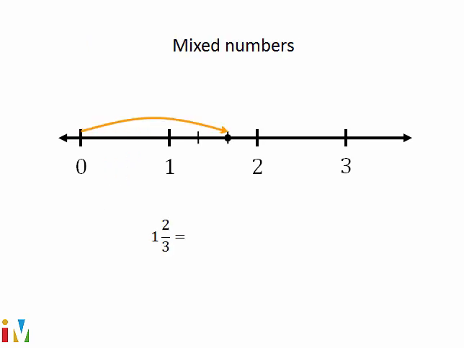Students in third grade recognize the equivalence of whole numbers and fractions, which they can use in fourth grade to understand how to write a mixed number as an equivalent fraction. Let's take 1 2/3 as an example. First, they understand that a mixed number is a sum of a whole number and a fraction, so 1 2/3 is 1 plus 2/3.